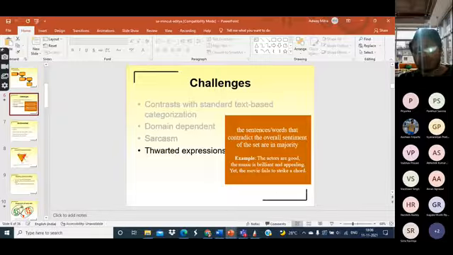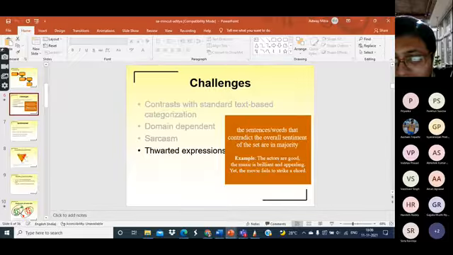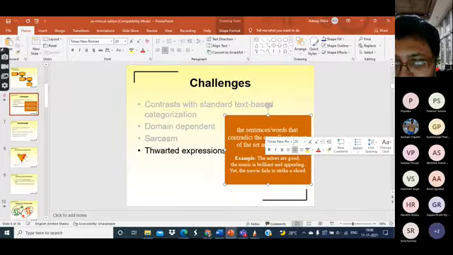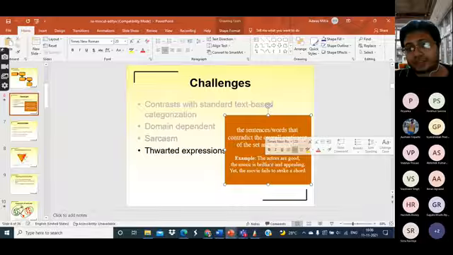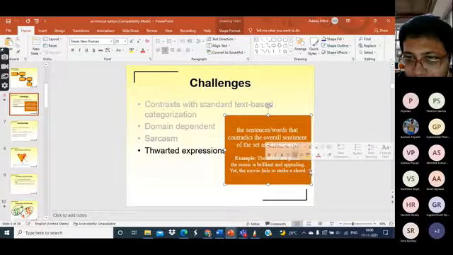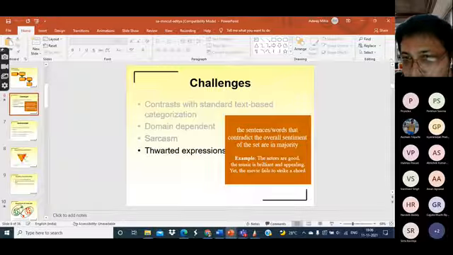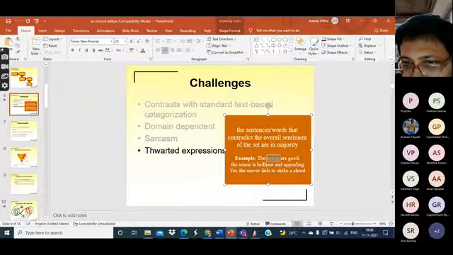Like for example, if you see this: the actors are good, the music is brilliant and appealing, yet the movie fails to strike a chord. Okay. So here the aspect words that are being talked about are acting, music, story. These are the aspect words which are related with a movie, right? So in the first step, with the help of WSD, we were able to identify a target or aspect word, actor.